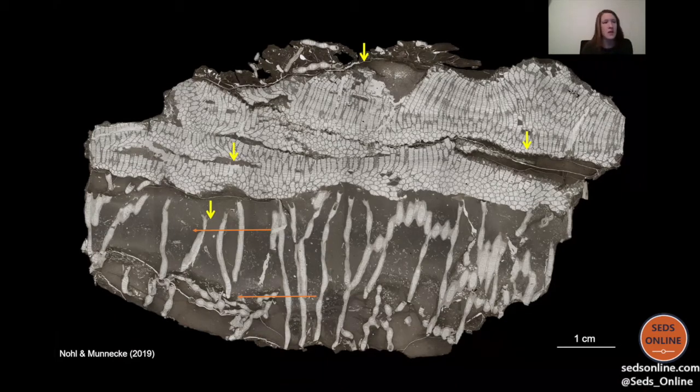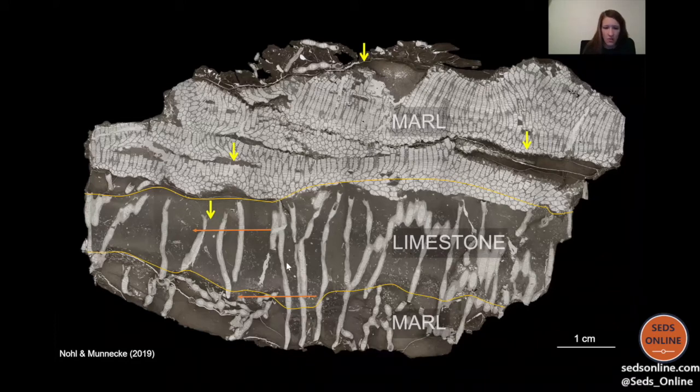And I'd like you to take a few seconds to think where you would put the boundary between marl and limestone. Probably not here. This part below is the marl, here's the limestone, here's the marl again, but the colony continues across the boundary.